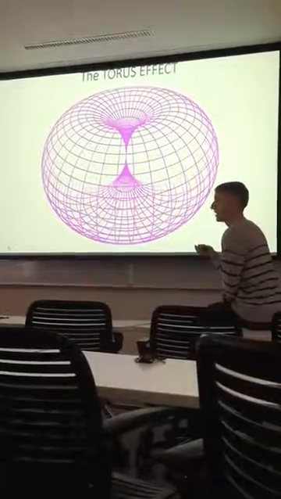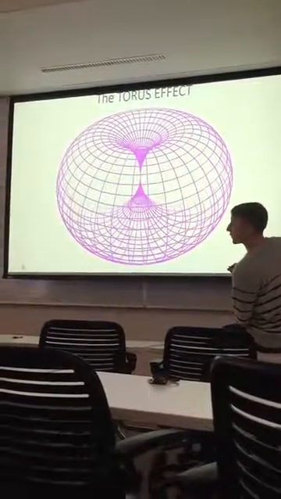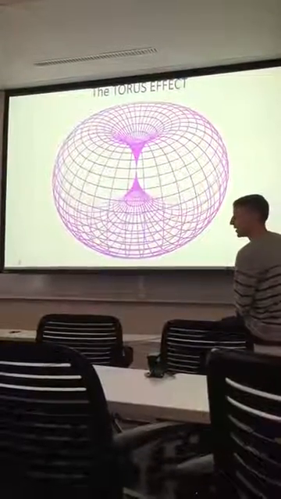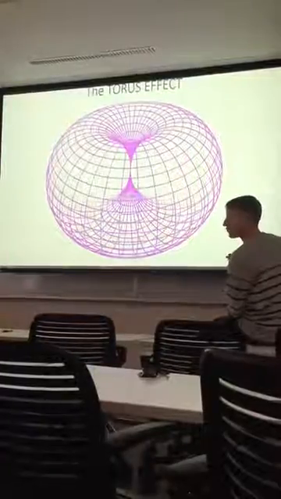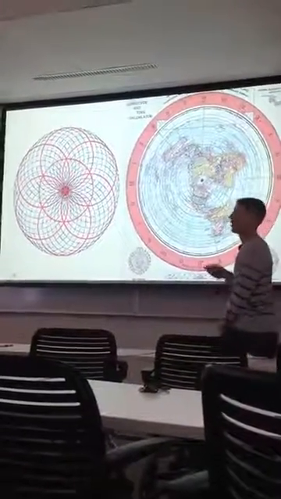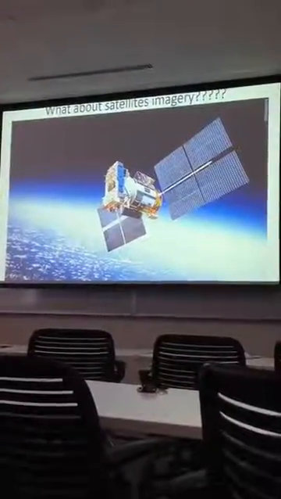Another easy analogy to explain is take a quarter, roll it off that way, it's going to roll this way. Take a quarter, roll it off that way, it's going to roll that way. Do you guys understand that? Coriolis effect explained on a flat plane Earth. You're welcome. Next thing I have to introduce is, what about satellite imagery, guys?